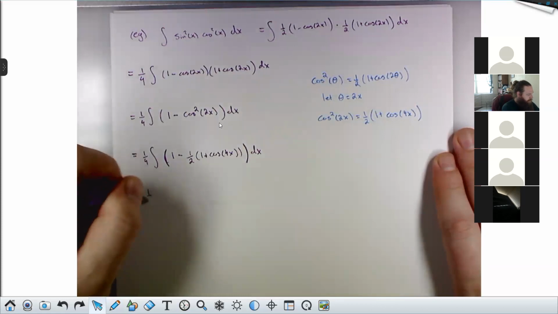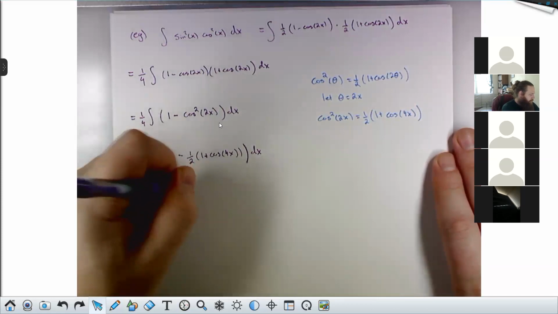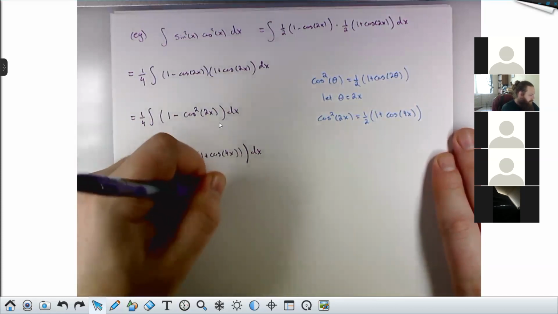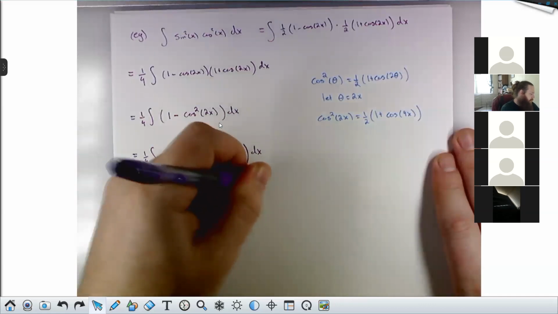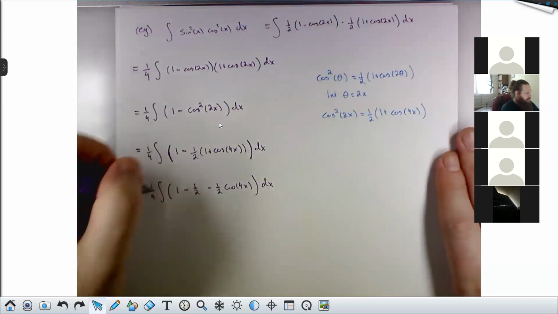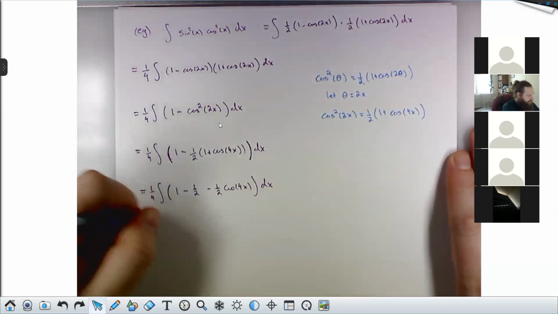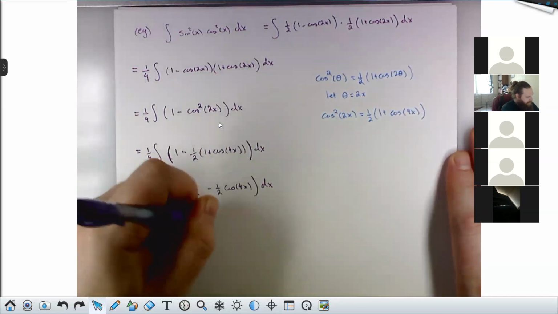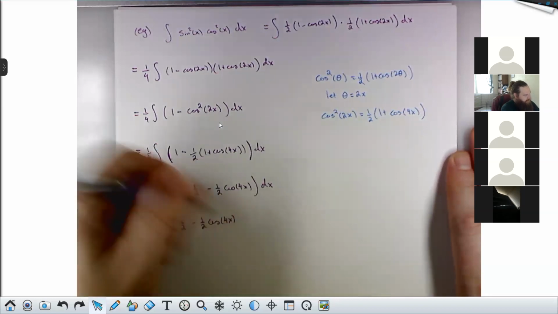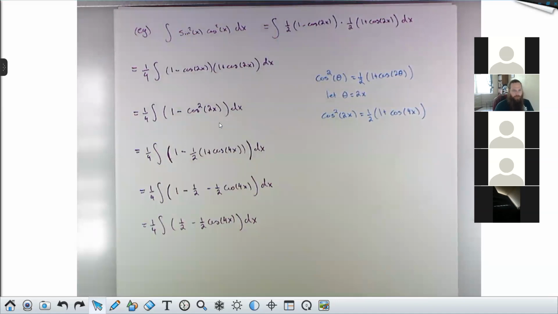Then you'll distribute, combine like terms. You'll have 1 minus 1/2 minus 1/2 cos of 4x dx. And 1 minus 1/2 is 1/2. So you've got 1/2 minus 1/2 cos of 4x. And that cos of 4x integral is again a little micro u sub, something you want to get good at doing quickly.